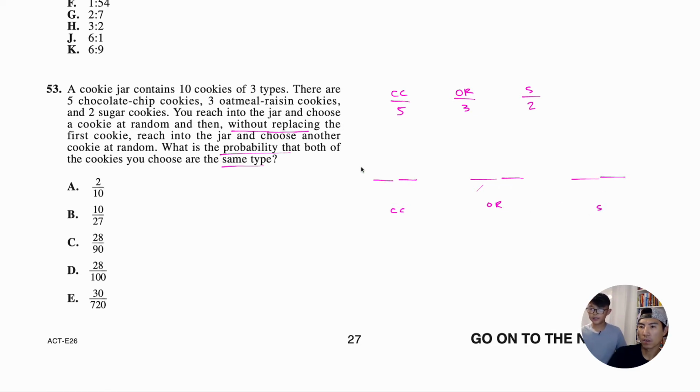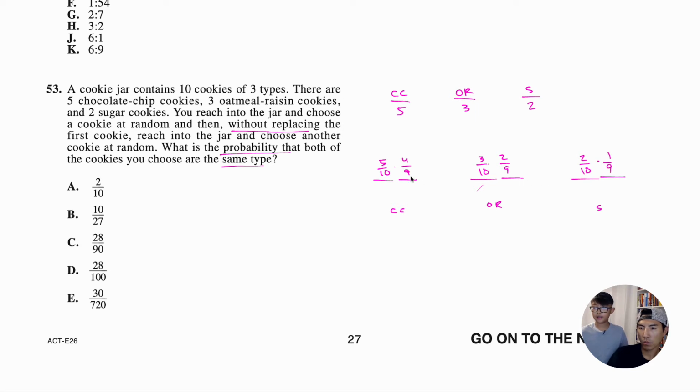Okay? That's what I did. So then walk me through it. What would you do? So I would do, the first one is 5 out of 10. The second one is 4 out of 9. And then for the oatmeal raisins is 3 out of 10, and then 2 out of 9. And then 2 out of 10 and 1 out of 9.